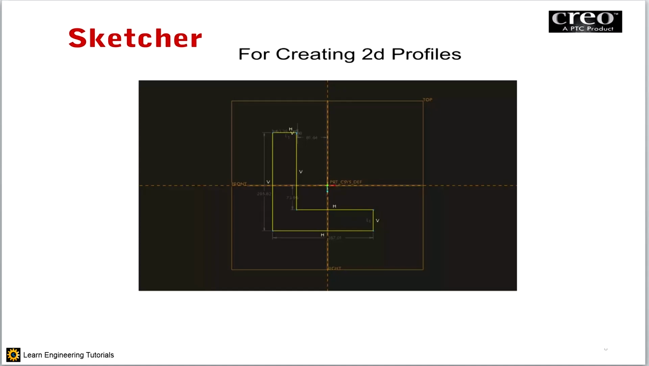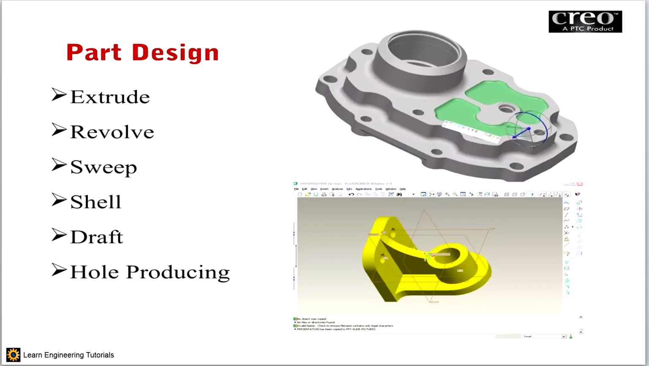This is a simple 2D profile and sketcher. This is part modeling. These are the different commands of part design: extrude, revolve, sweep, sail, draft, hole. This is a simple product design.